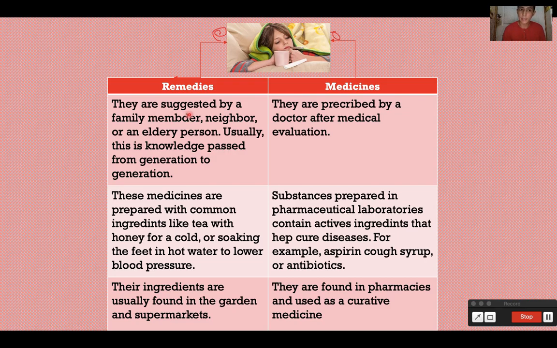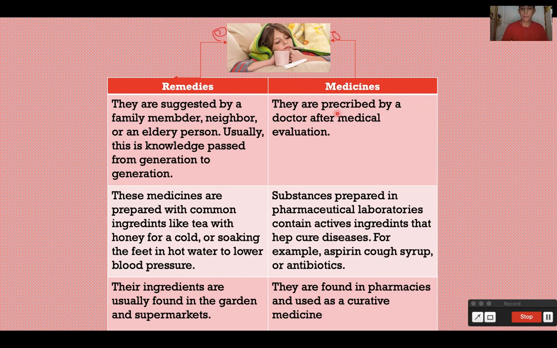Remedies are suggested by a family member, neighbor, or an elderly person. Usually, this is knowledge passed from generation to generation. That is a remedy. For example, when you have a sore throat, your mom tells you, "Oh, you can drink a cinnamon tea, un té de manzanilla." When you have a sore throat, or for example a toothache, some mothers I know or grandmothers put some mint leaf into your teeth, so supposedly you can get well.